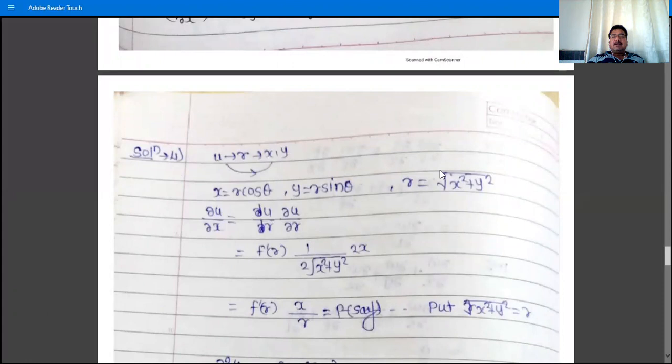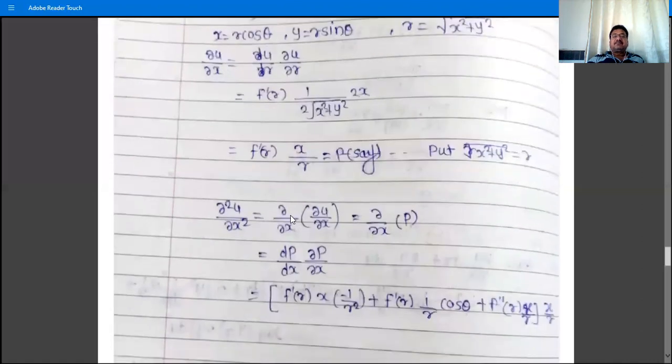And ∂r/∂x is what? 1 by 2 times root x square plus y square into the derivative of x square plus y square, which is 2x with respect to x. So we have this after calculation. 2 gets cancelled. Root x square plus y square means r. Suppose this is p, small p.